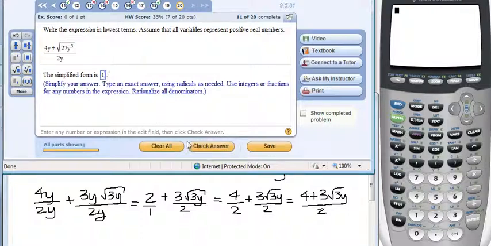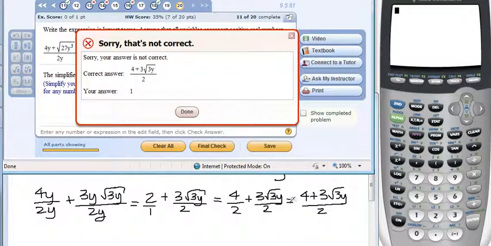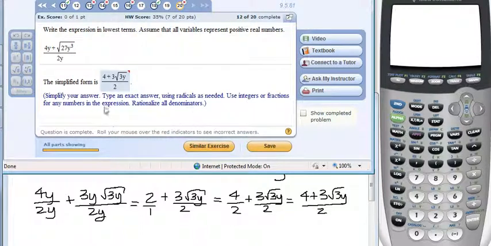Yikes, let's see what it wants. Check, check, check, check, come on. That's what it wanted. It wants it underneath one piece. So that's what I was saying, this is an acceptable answer unless the directions say to write it as one solid fraction, which it doesn't. So yeah, you're going to have to recombine them into one fraction.